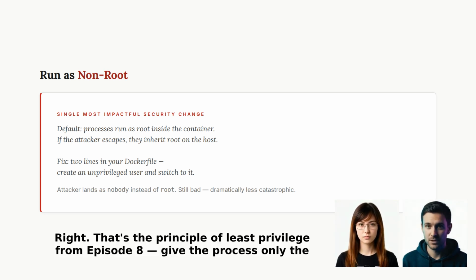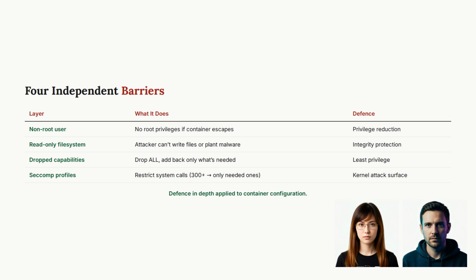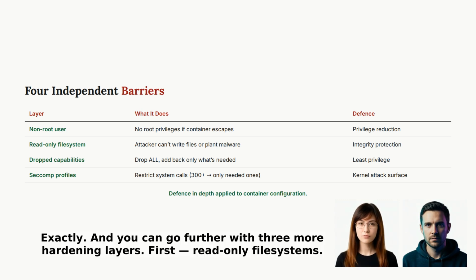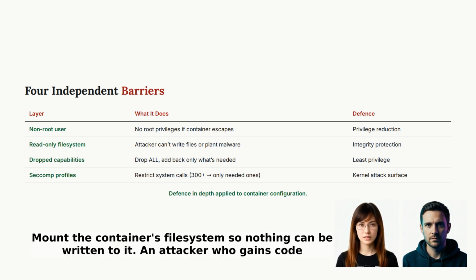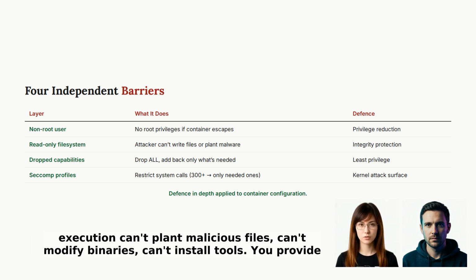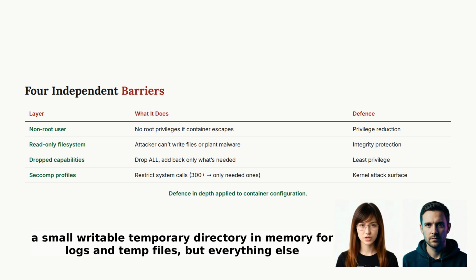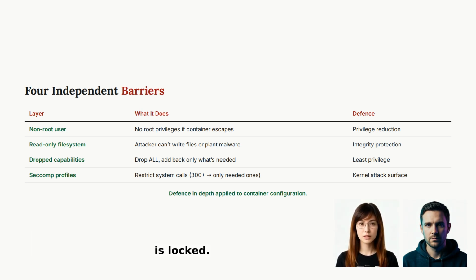Right, that's the principle of least privilege from episode 8. Give the process only the permissions it actually needs. Exactly. And you can go further with 3 more hardening layers. First, read-only file systems. Mount the container's file system so nothing can be written to it. An attacker who gains code execution can't plant malicious files, can't modify binaries, can't install tools. You provide a small writable temporary directory in memory for logs and temp files, but everything else is locked.